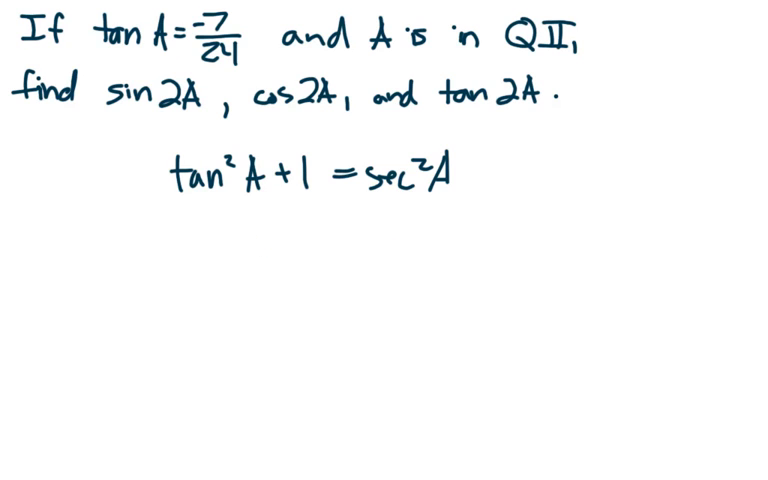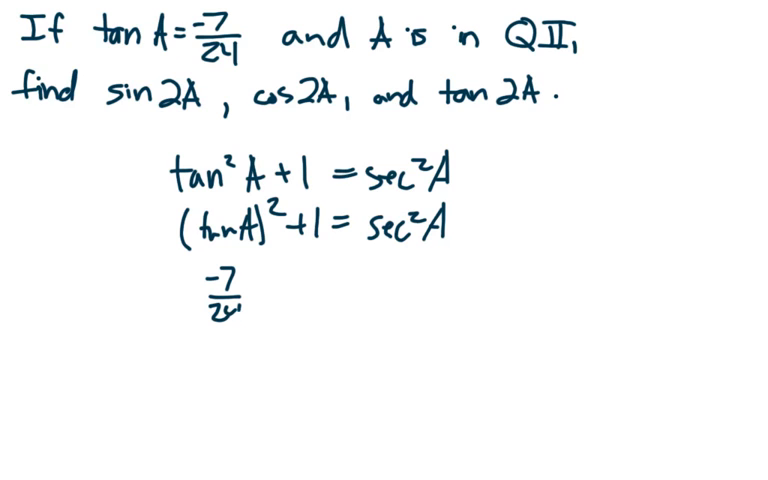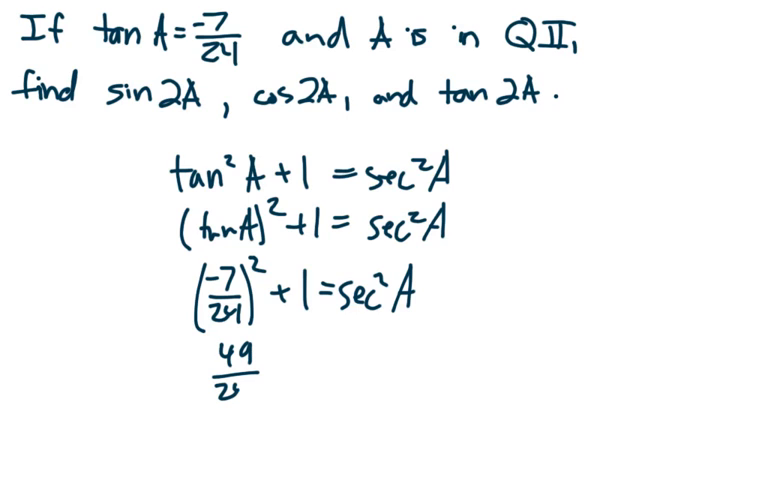Tangent squared of A means tangent A, in parentheses, squared. This is helpful sometimes, like we said before, for plugging stuff in, not for A, but for tangent of A, the y value for tangent at A. Tangent at A is the fraction negative 7/24. We don't have to do as much solving with this one as we did with the last one, but we do have to add.